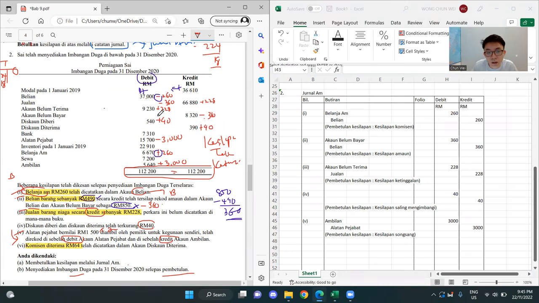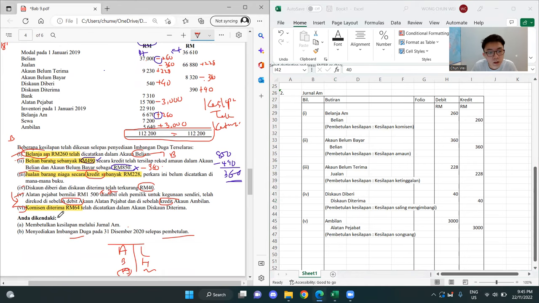So, you can see or not? You tambah the debit, meaning tambah debit, so you debit your discount diberi. And then discount diterima is on the credit side, and if you tambah the credit side, you credit it. So here, you credit your discount diterima. 40-40. See, it's very simple once you get the technique.